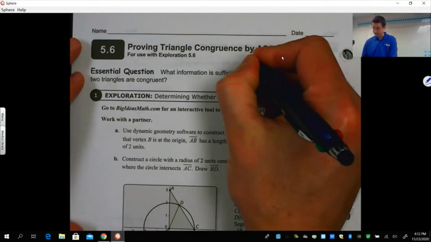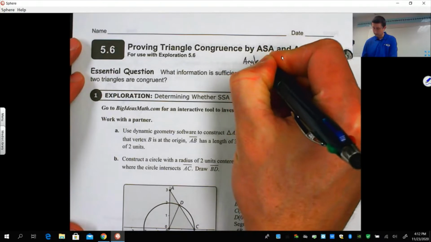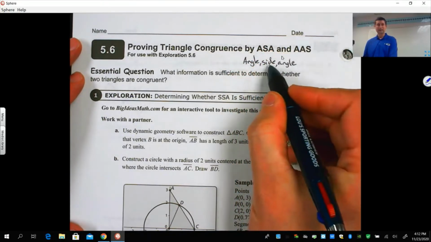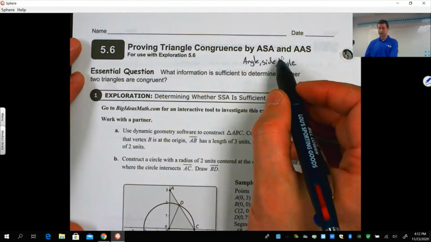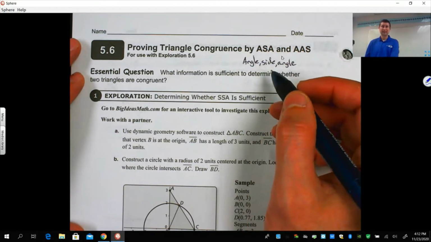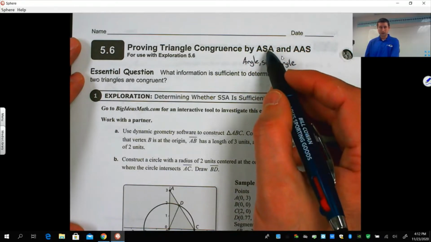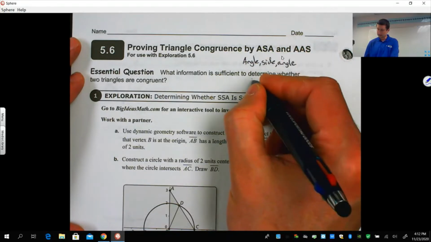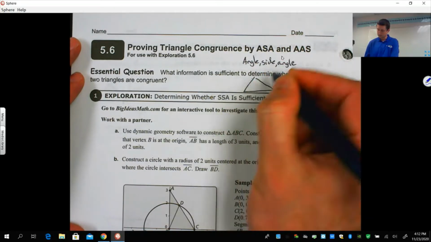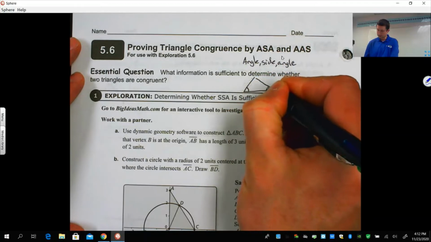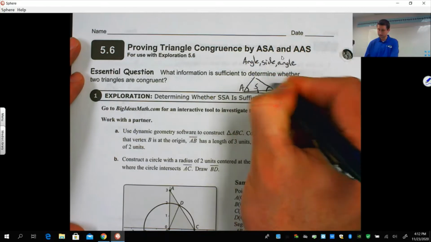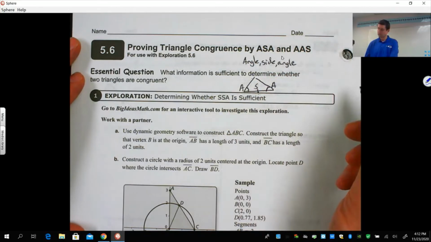So ASA, of course, is going to be angle, side, angle. Notice the side is between the two angles. This is kind of the opposite of what we had earlier in the SAS, that's side, angle, side, where the angle was the included angle. Now this is going to be included side. So if you have this angle and this angle and the side, that's angle, side, angle. Angle, side, angle, that's what it's going to look like.